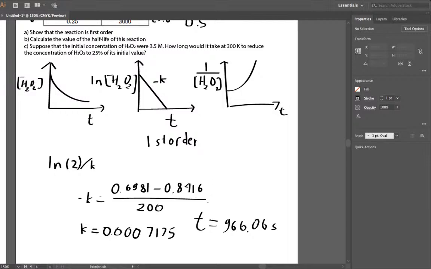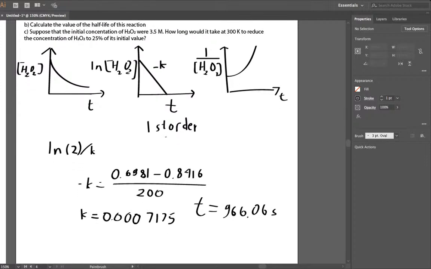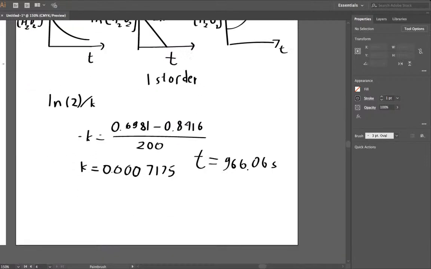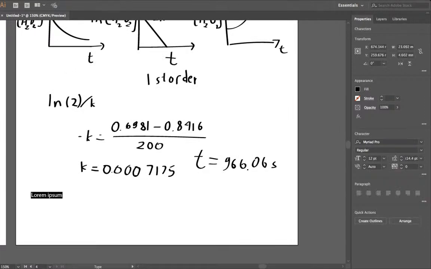I'm pretty happy about this. But then suppose that the initial concentration of H2O2 were 3.5 molar. How long would it take at 300 Kelvin to reduce the concentration of H2O2 to 25% of its initial value? Okay, so this requires a little bit of context. So yeah, let me just try to find this.